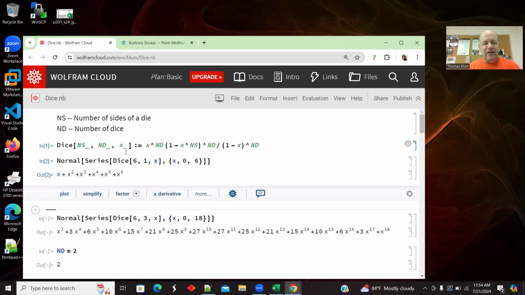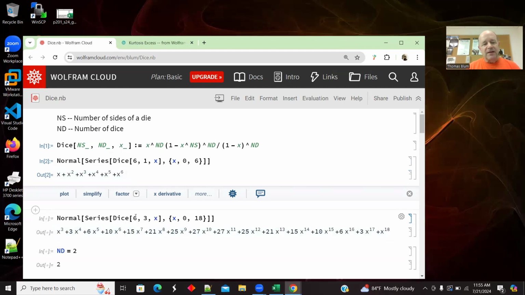And then I'm taking this guy and raising the whole thing to ND, which is the number of dice. So I'm taking the result for one die, which is saying the coefficients are related to the number of times something happens, or maybe the probability of something, but here we'll just say the number of ways. So if I'm rolling one six-sided die, there's one way to get a 1, one way to get a 2, one way to get a 3. That's what these coefficients mean.